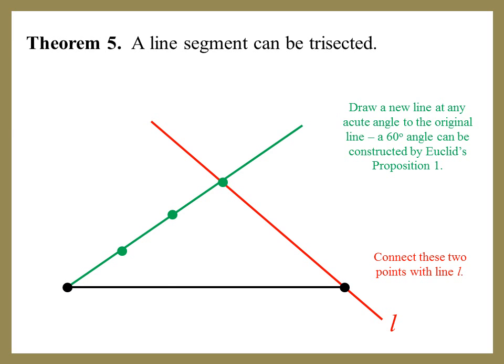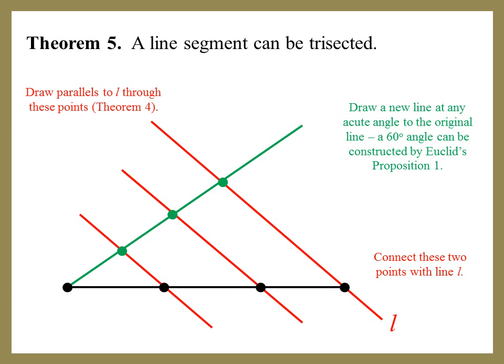We now draw parallels to line L through the first and second green points using Theorem 4. The points of intersection of these 3 red lines then determine points on the original line segment which result in the trisection of the original line segment.